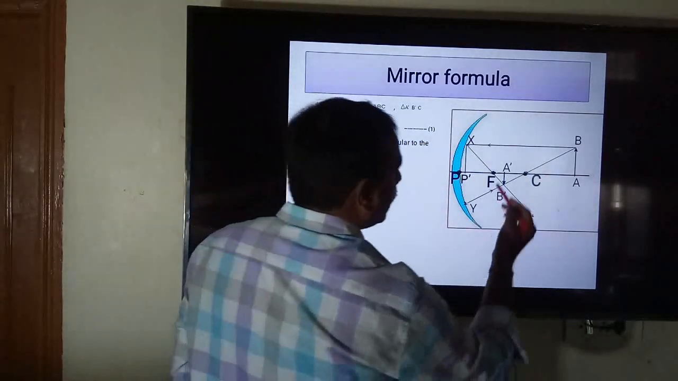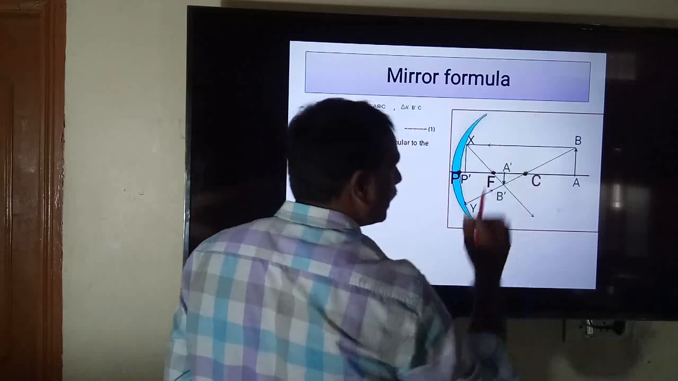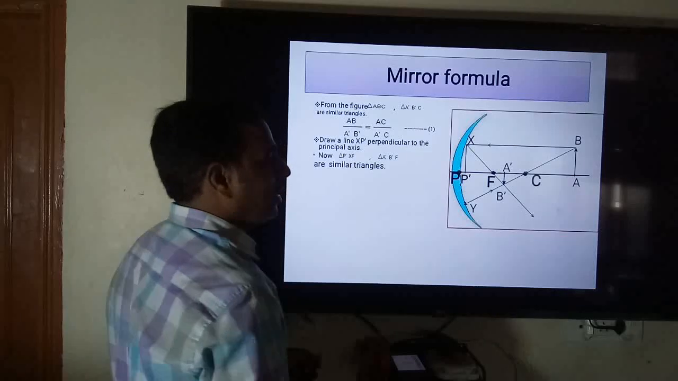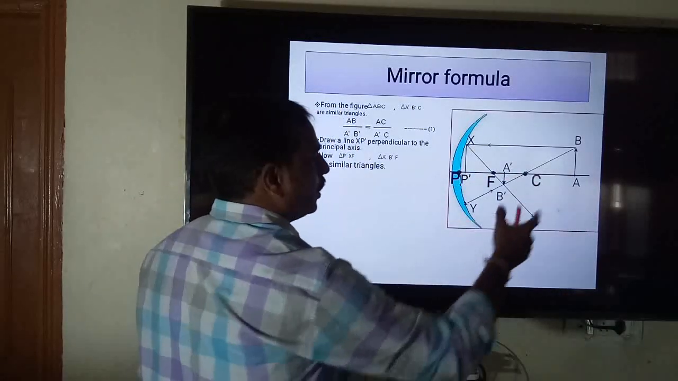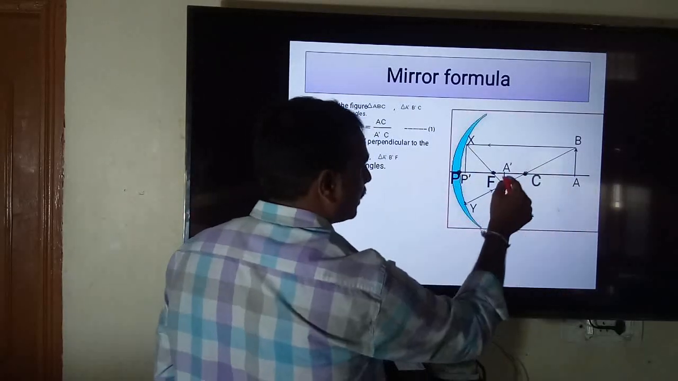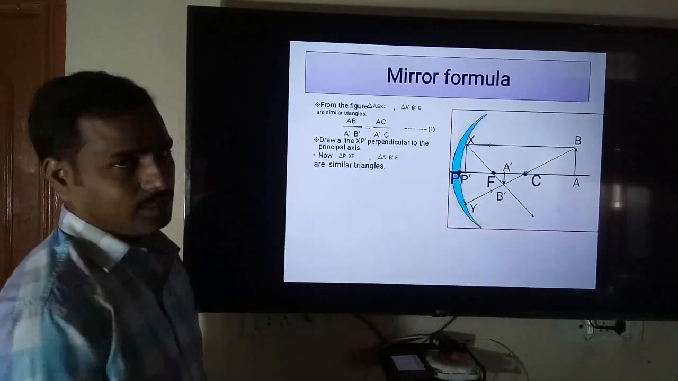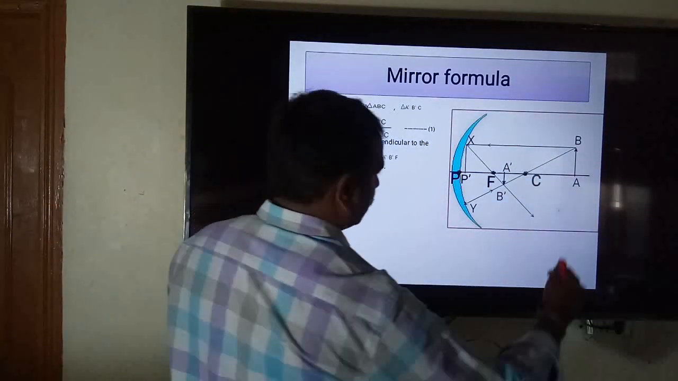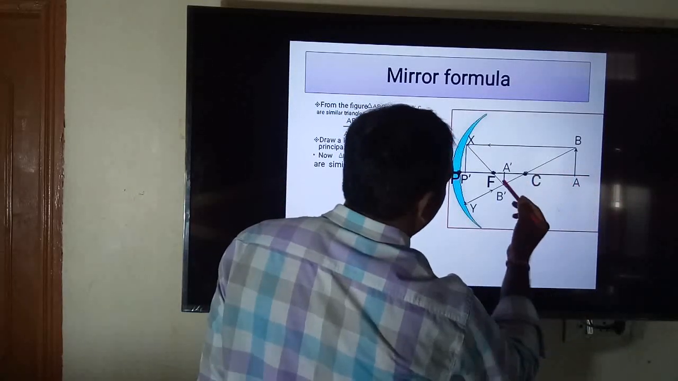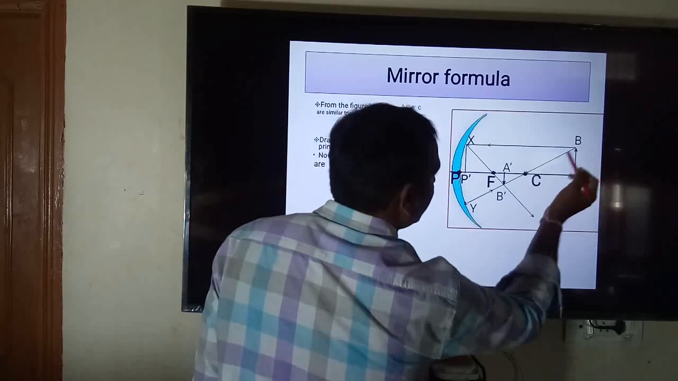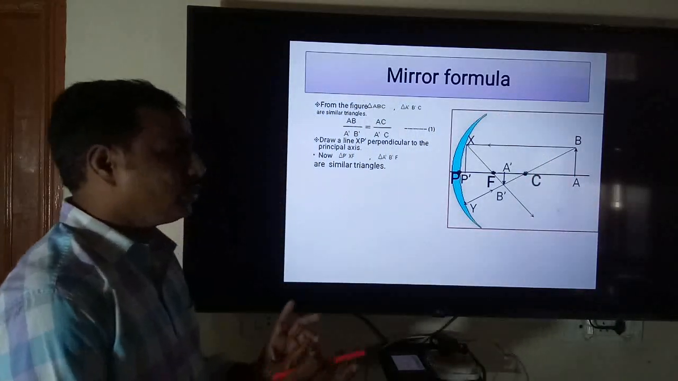Next, here A'B' is making a 90 degrees angle and AB is also making a 90 degrees angle with the principal axis. So in these two triangles, this angle is 90 degrees, and this one is also 90 degrees. Those angles are equal. Next, here A'B'C is an angle and ABC is also an angle. These two angles are equal.